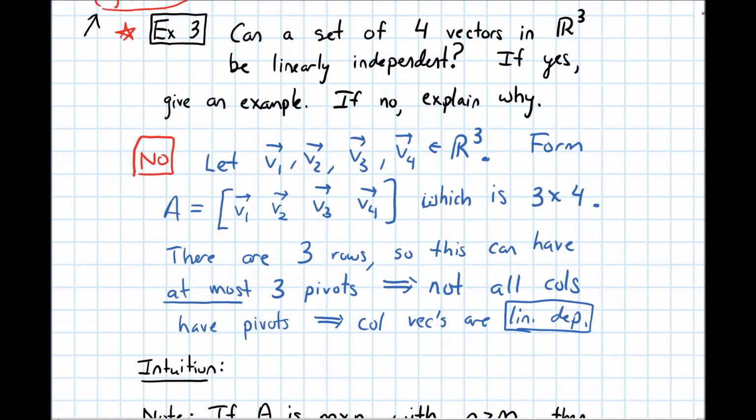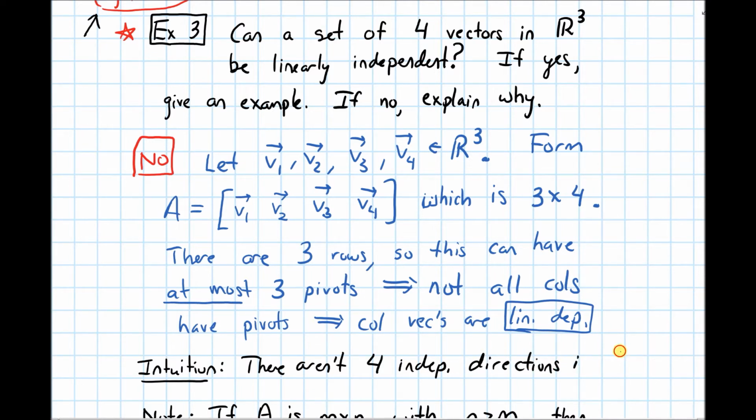Okay, so the intuition behind this is, the reason why this is intuitively true is, there aren't 4 independent directions in R3. This question was asking about, can we have 4 vectors in R3 that are linearly independent? Conceptually, for that to happen, I need to be able to construct 4 vectors that are in completely independent directions. And R3 is a 3-dimensional space, so there are only 3 independent directions.